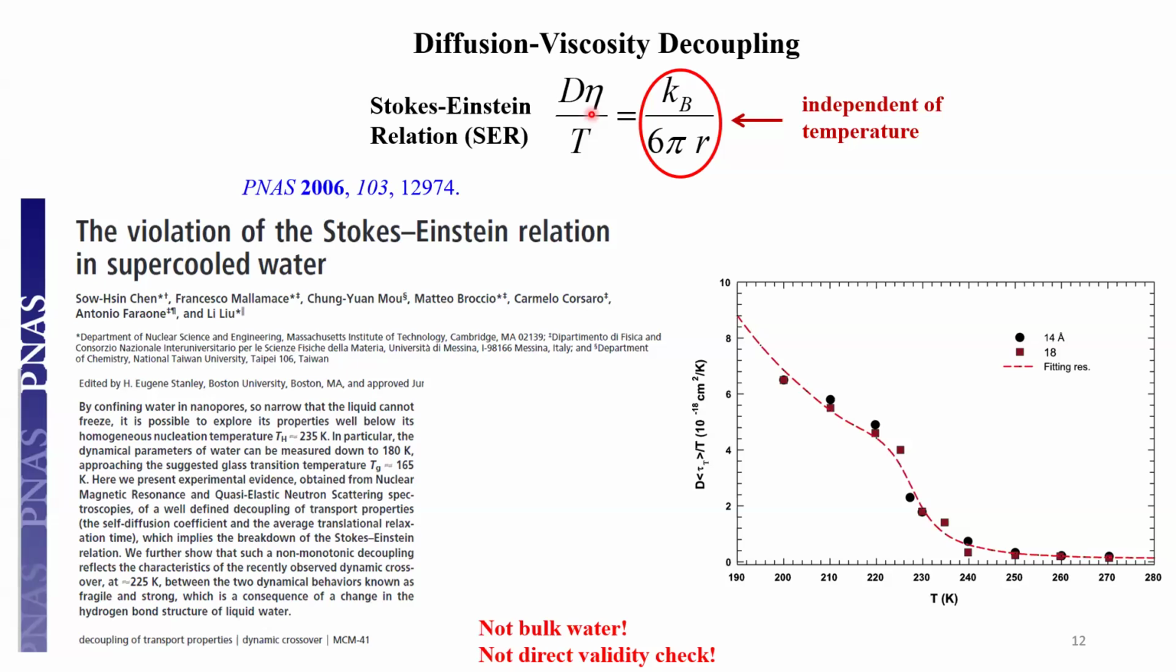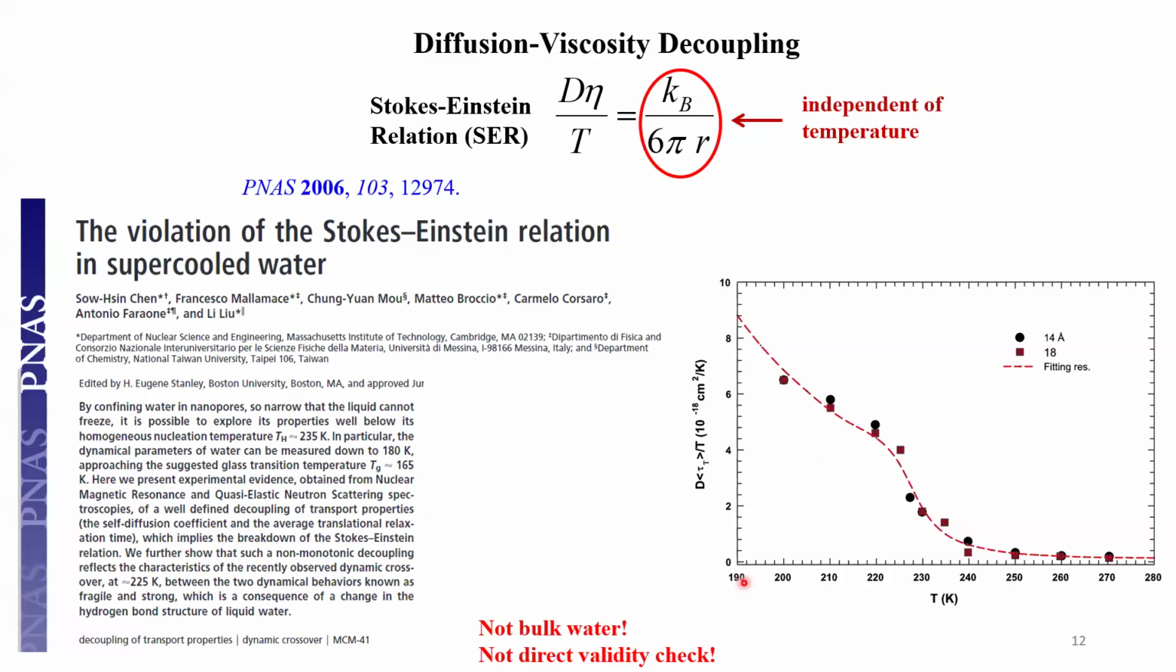So here, what we mean by not following is, if you plot theta by T, it should be constant and independent of temperature. If it is not independent, we say it is not followed. That is what was observed in supercooled water in a 2006 paper by the same group who studied the fragile to strong transition. And again, this is not bulk water. It is water inside cylindrical pores, silica nanochannels.